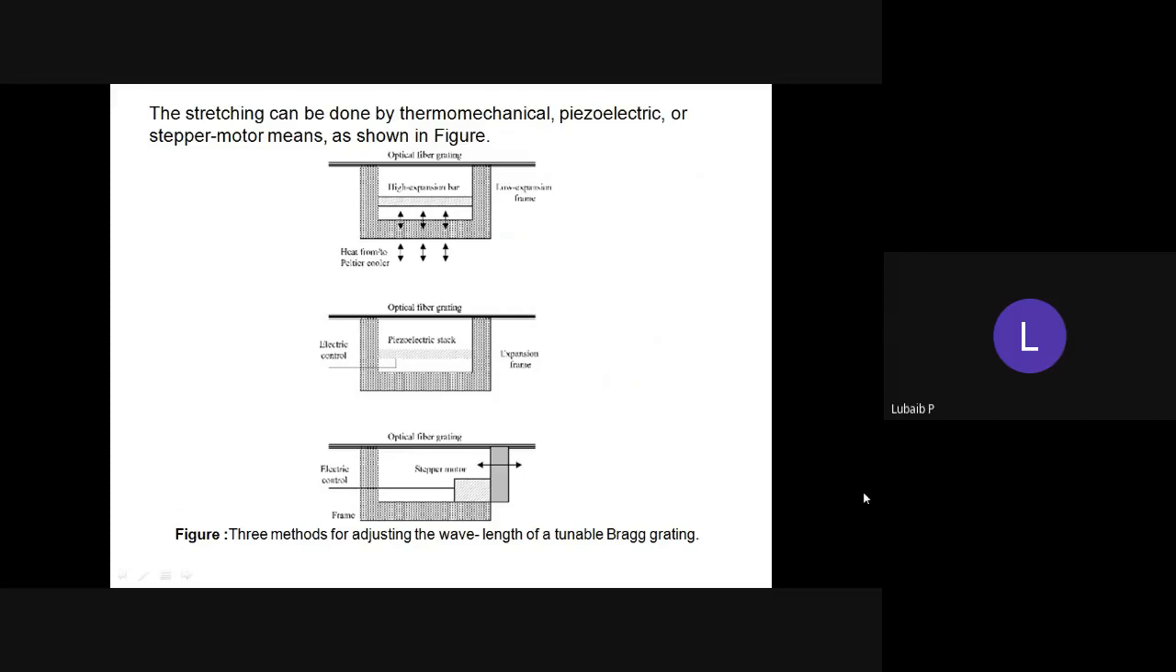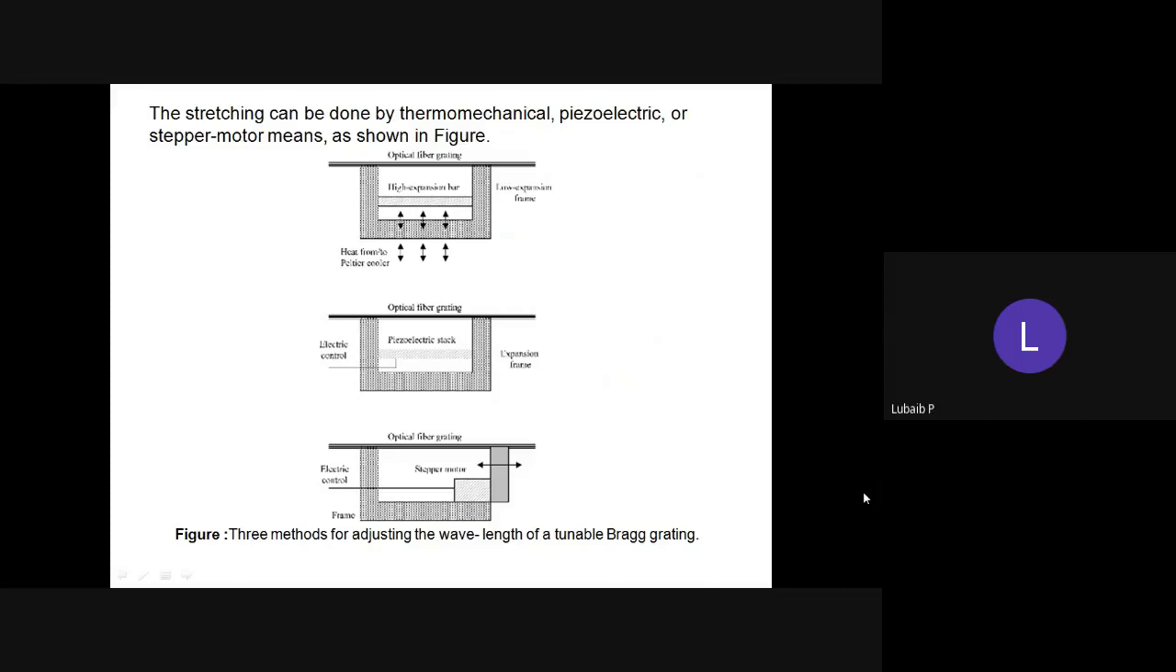The fiber stretching can be obtained by the thermomechanical method, which is the first one, another is the piezoelectric method, and another is the stepper motor method. By using any of these three methods, we can stretch this fiber material and make the change in lambda. This change in lambda results in the change in the center wavelength, delta lambda c. That is actually the tuning. I think all of you know about tunable filters, the normal case of LC tunable filters.